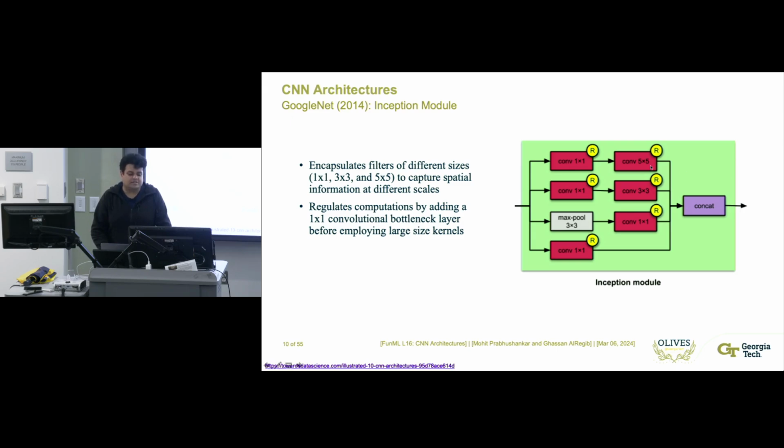What the Inception module does is, on the same image, it applies a 5 cross 5 kernel, a 3 cross 3 kernel, and a 1 cross 1 kernel in order to get the outputs. And finally, it just concatenates everything into a single vector. So what you have here is a multi-scale representation of your image.